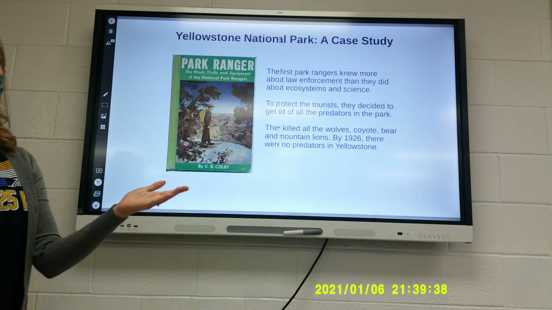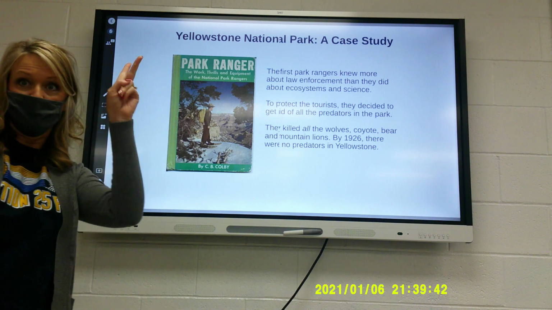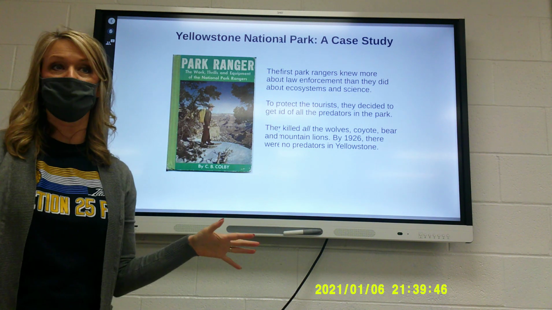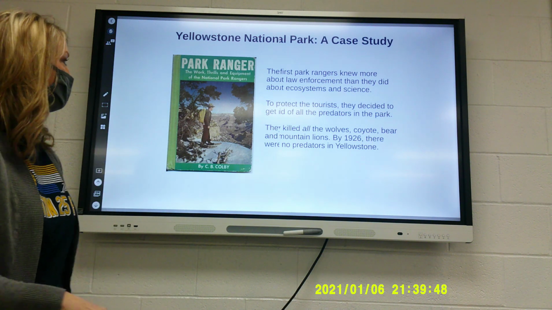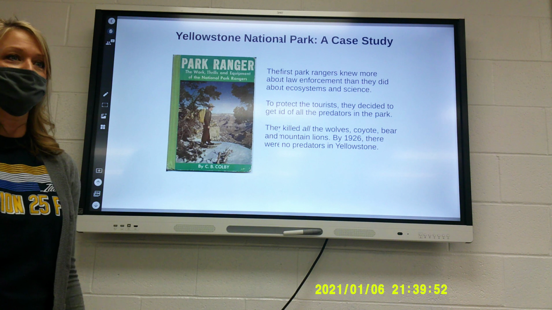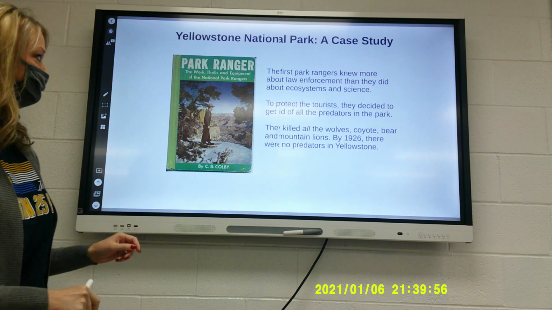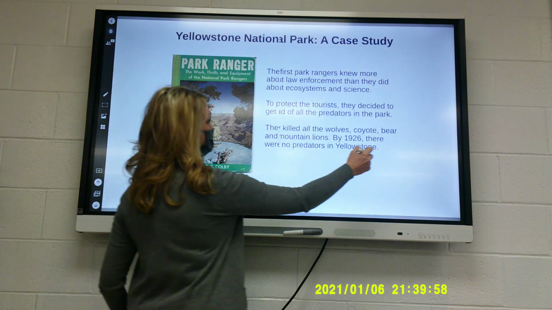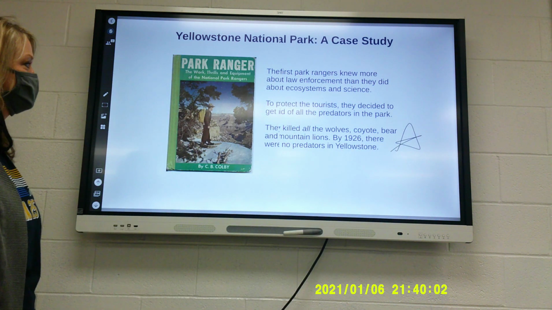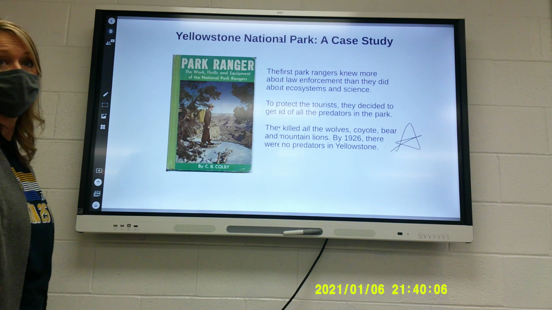So the park says, oh, this is bad. We got to get rid of all these bad animals. We're going to just get rid of all of the predators in the entire park. So the tourists were more important. We've got to get rid of these evil, terrible animals. So they killed all of the wolves, coyotes, bears, and mountain lions. By 1926, there were no predators at all in Yellowstone.